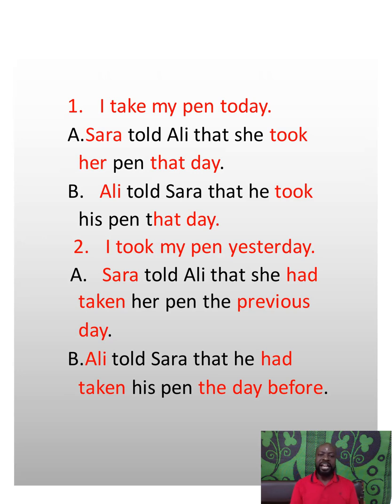Number one, I take my pen today. Sarah told Ali that she took her pen that day. I want you to see that there are very many changes that I made. I changes to she. Why? Because Sarah is a woman. Take changes to took. Why? A present simple changes to the past simple in indirect speech.